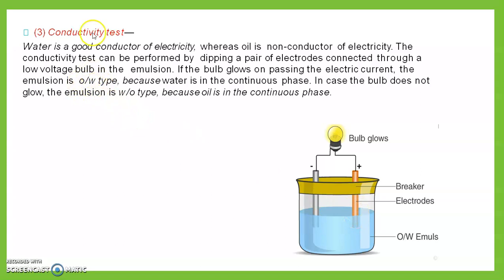Water is the continuous phase, and water is a good conductor of electricity. That's why the bulb glows, because water is the continuous phase. In the case of a W/O type of emulsion, that means oil is the continuous phase, the bulb does not glow, because oil is the continuous phase. This is the conductivity test for the identification of the emulsion.